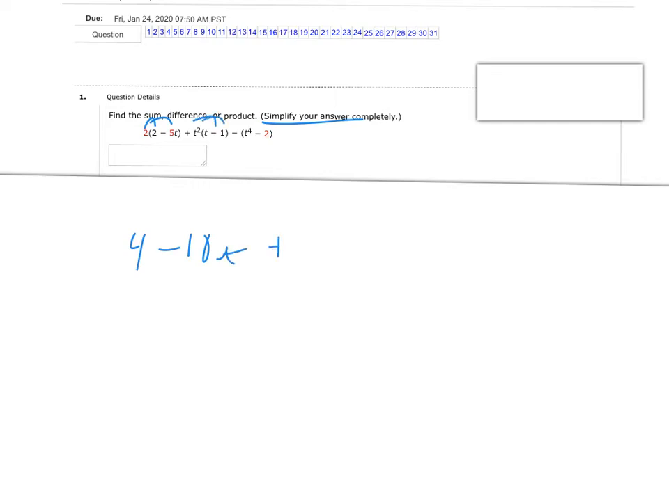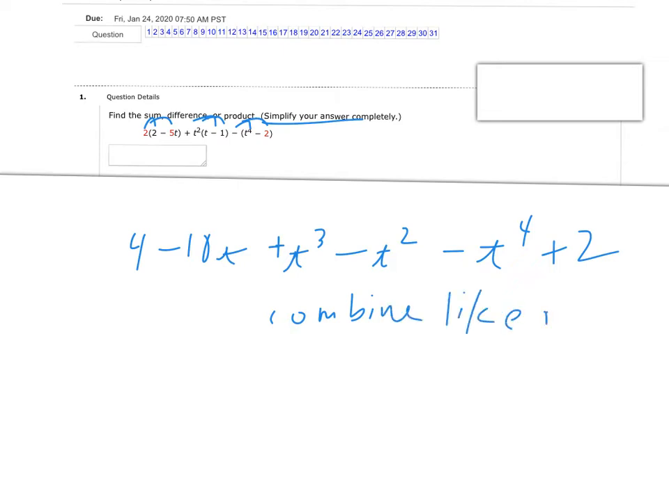And then this one will be t to the third minus t squared. And then this one we do have to distribute that negative, so negative t to the fourth and then plus 2. So then next up, I would just combine like terms and then get your final answer. So you're usually going to want that in power order, so do the biggest power first.